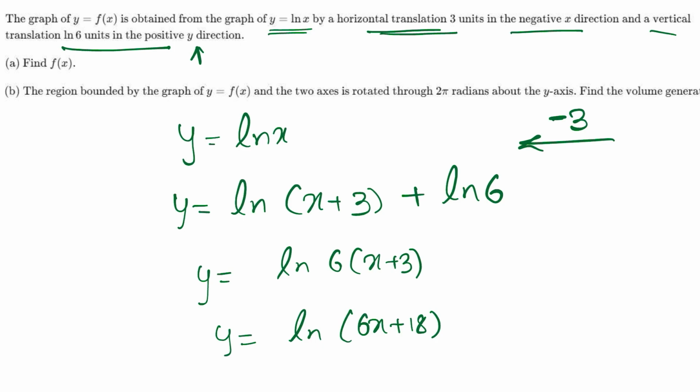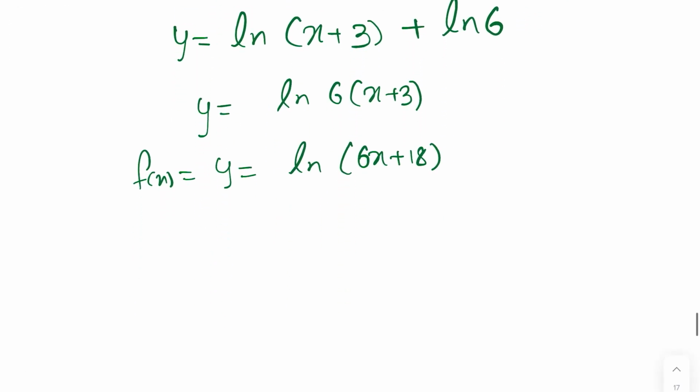Next, he is asking to find f of x. So this is f of x. Y means nothing but f of x. Now the region bounded by y equals f of x and the two axes is rotated through 2 pi radians about the y axis. Find the volume. Whenever it is volume about the y axis, the easiest way is the disk method: pi integral of x square dy.